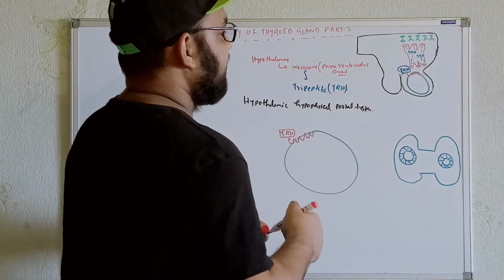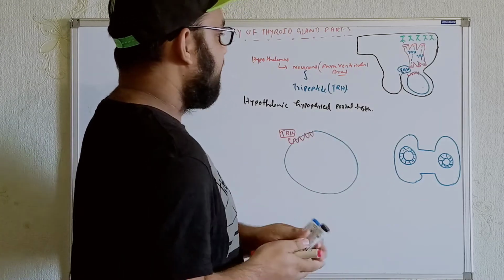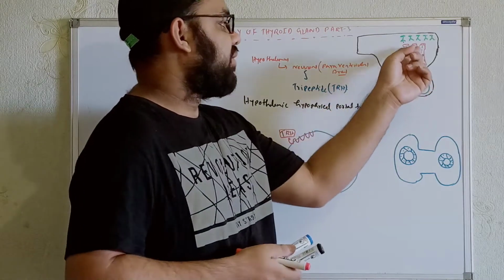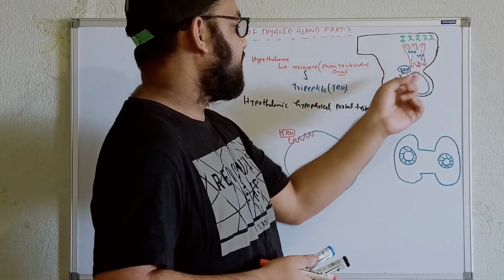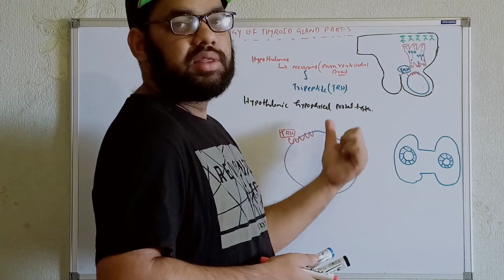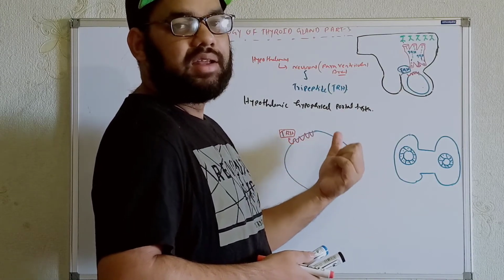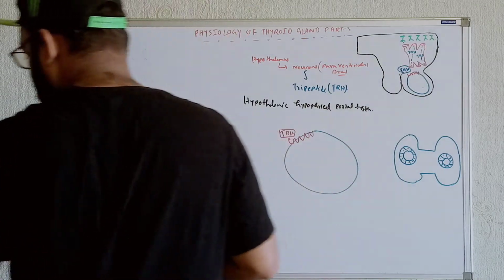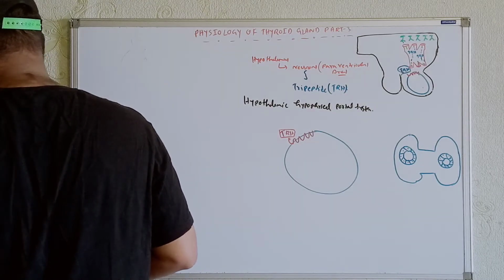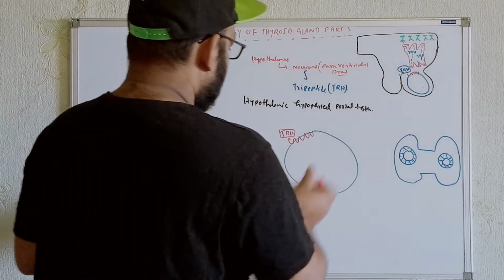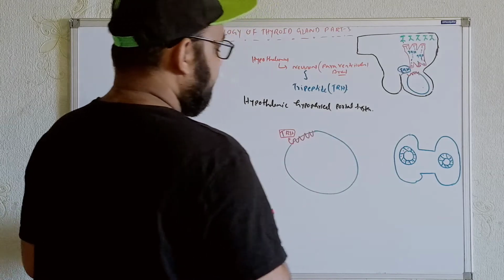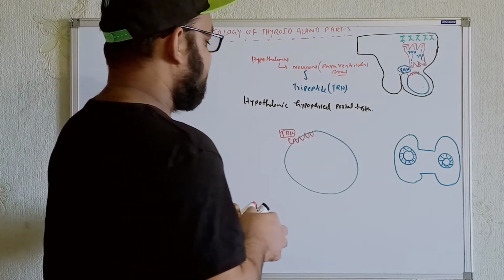First, TRH will be released by these neuronal cells through the hypothalamic hypophyseal portal system. The TRH will reach the anterior pituitary, especially the thyrotroph cells over here. Now see, whenever this TRH comes, it will get attached to its receptor.